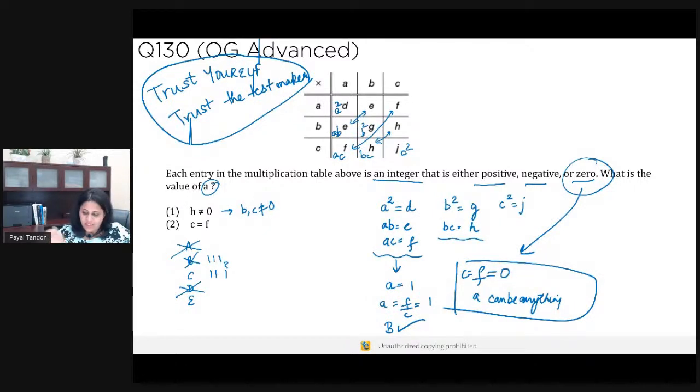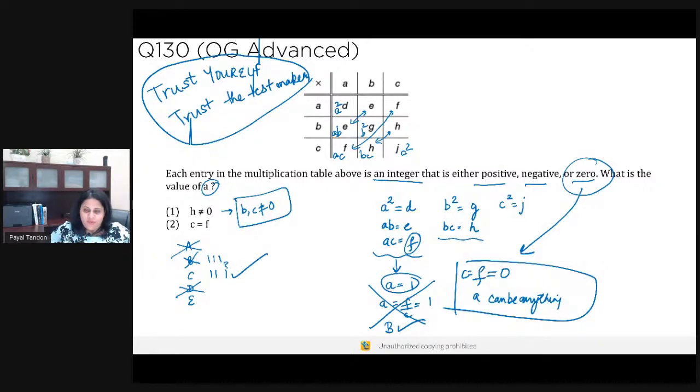Okay, now we take a look at, okay, I need to cross it out as well. Now we need to take a look at if we combine this information. If we combine this information, we know that C cannot be 0, which means that F cannot be 0. And now we know if C is equal to F, and they are not equal to 0, that means A will be equal to 1. Okay, so that's why choice C is the correct answer.